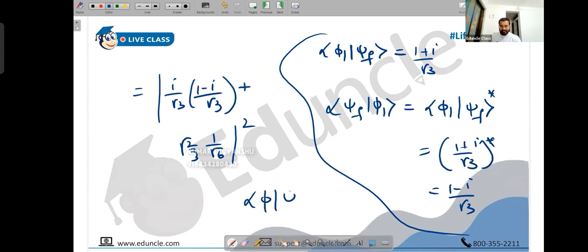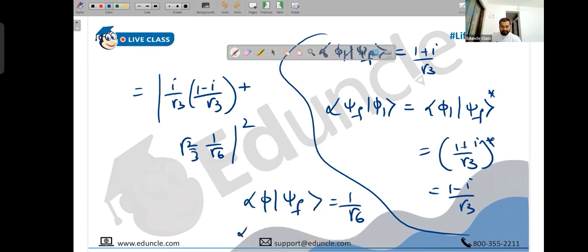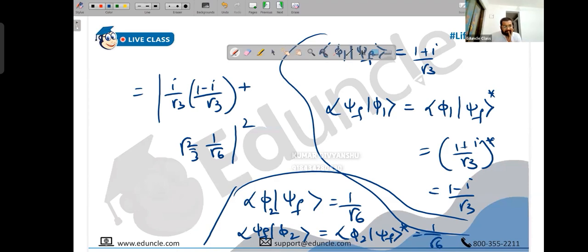Phi 2 psi f they have given us 1 upon root 6, which will be equal to, therefore, psi f phi 2 the whole star, or this is phi 2 psi f the whole star. This is also 1 upon root 6. It's anyway real, so conjugate is not affected. Any questions? Anyone?